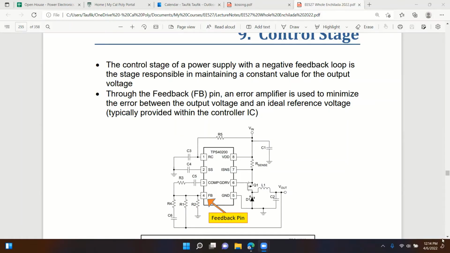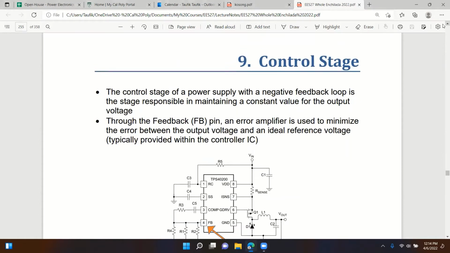All right. So we're going to start discussing chapter 9, which is the control stage. For power supply, including DC to DC converter, I'm going to use a buck converter as an example.